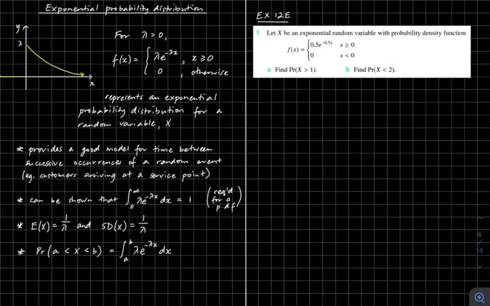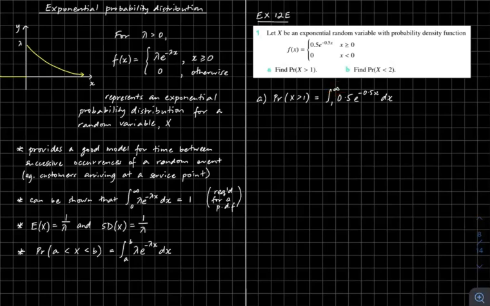So if we're trying to find the probability that x is greater than 1, we're trying to find the area under the curve from 1 onwards. That's really the integral from 1 to infinity of 0.5 e to the negative 0.5x. If you were doing this on your calculator, then obviously you can't enter infinity there.